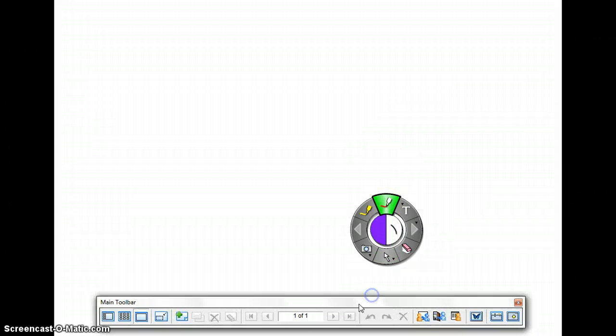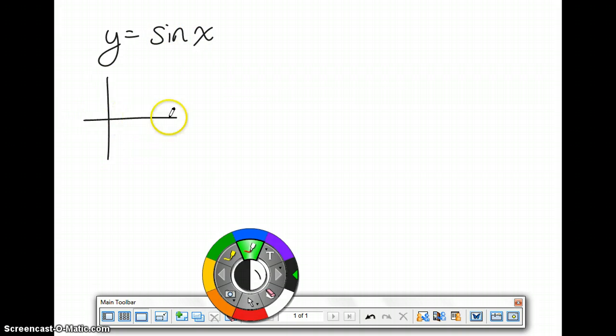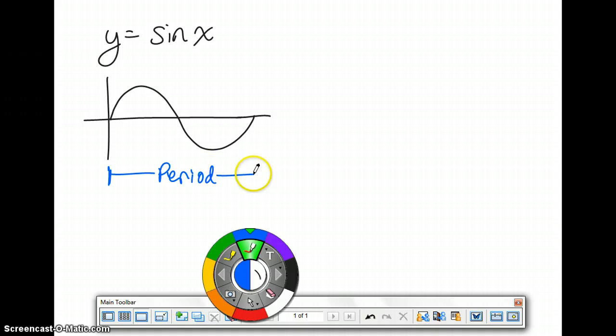So this video is about how to graph sine and cosine functions. There's a few things you need to know first. Y equals the sine of x has a basic graph that looks like this. Now, the length from beginning to end is called the period. For sine, this is always 2 pi for one period, as long as there's nothing else weird in the equation.